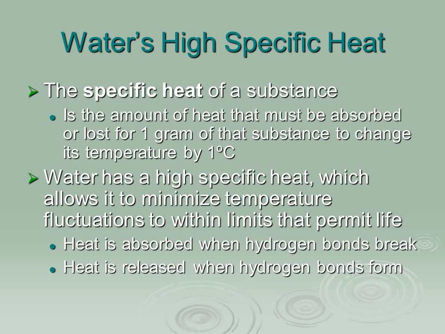Now, water has high specific heat, and this can be confusing to people when we talk about the specific heat of a substance, and I don't want you to get too caught up on it. But we have to have a standard to which we can compare other things against it. So here it says the specific heat of a substance is the amount of heat that must be absorbed or lost for 1 gram of that substance to change its temperature by 1 degree Celsius.